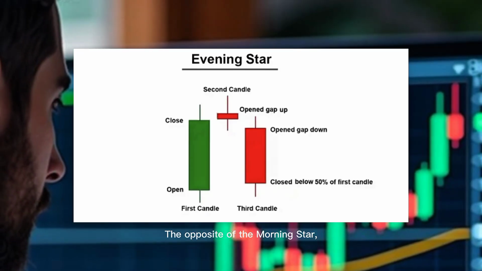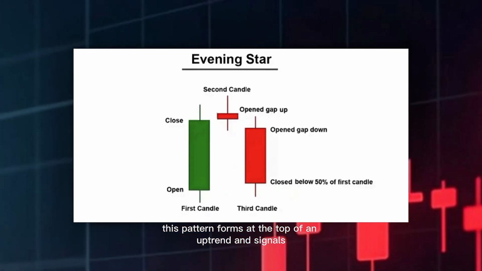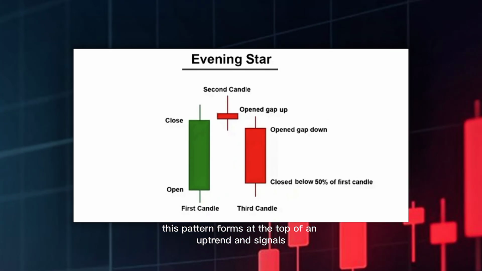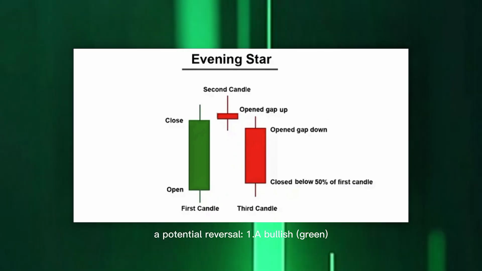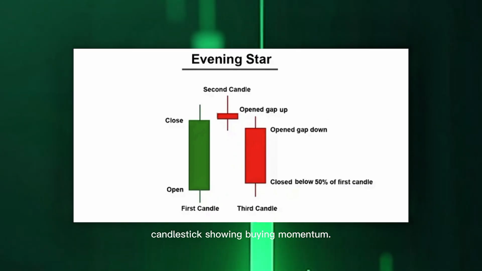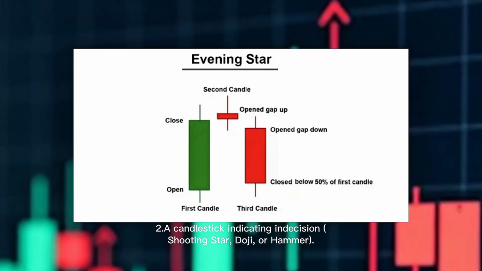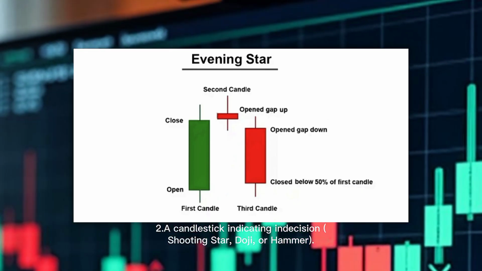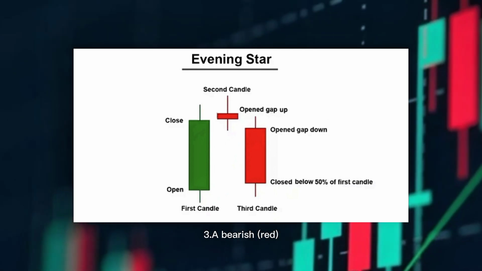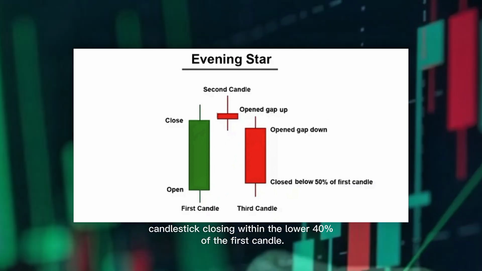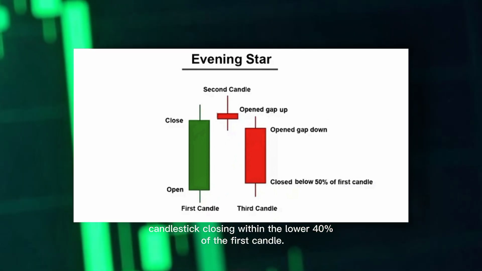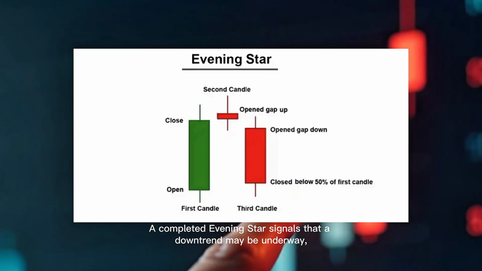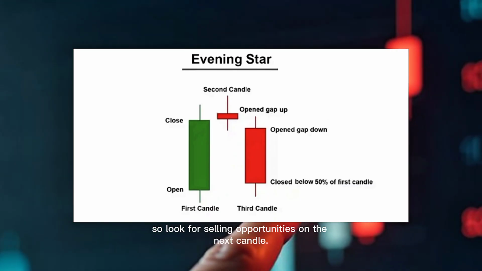Evening star. The opposite of the morning star. This pattern forms at the top of an uptrend and signals a potential reversal. 1. A bullish, green, candlestick showing buying momentum. 2. A candlestick indicating indecision, shooting star, doji, or hammer. 3. A bearish, red, candlestick closing within the lower 40% of the first candle. A completed evening star signals that a downtrend may be underway, so look for selling opportunities on the next candle.